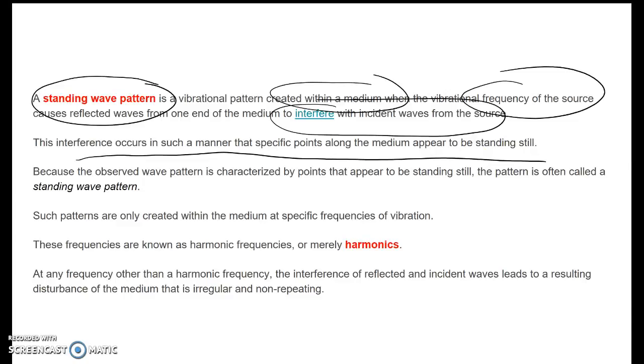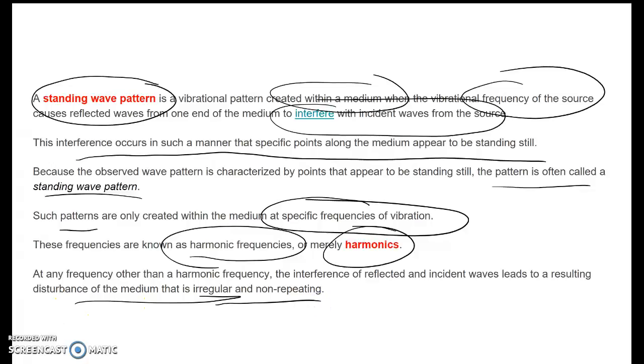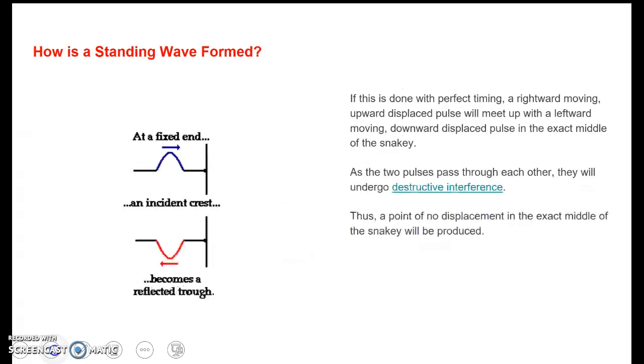Now because this pattern is characterized by points that appear to be standing still, it is often called a standing wave pattern. These patterns are only found at specific frequencies. These frequencies are known as harmonic frequencies, or we call them harmonics. When we get into sound, we'll talk about harmonics some more. So at any frequency other than a harmonic frequency, the interference leads to a disturbance in the medium that is irregular and non-repeating. But when there is this kind of interference, that's where we start to see the harmonics occur.